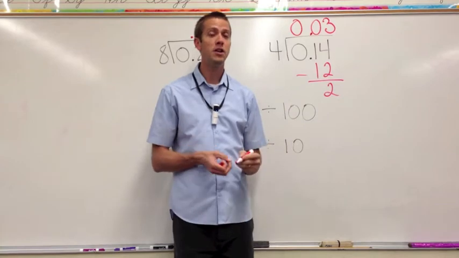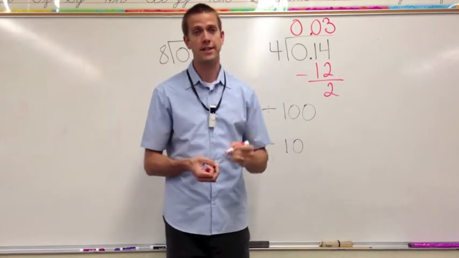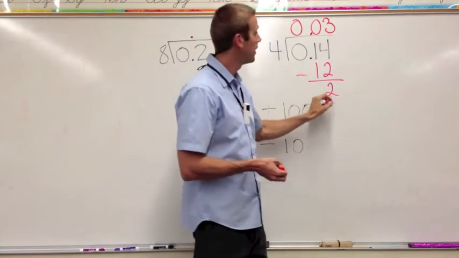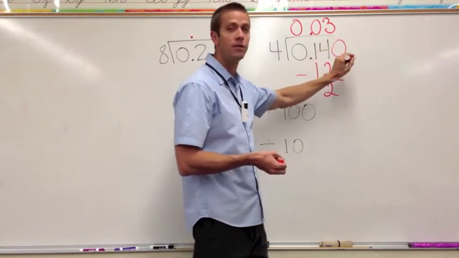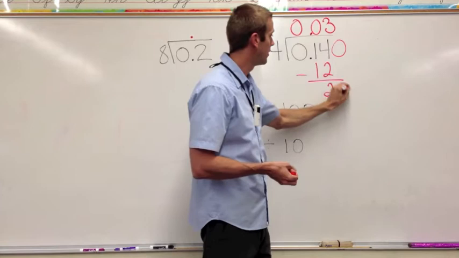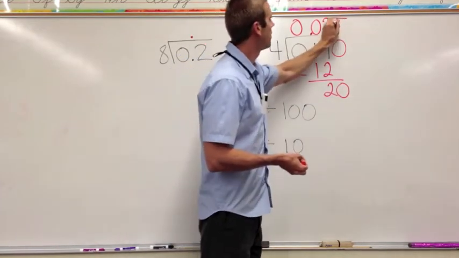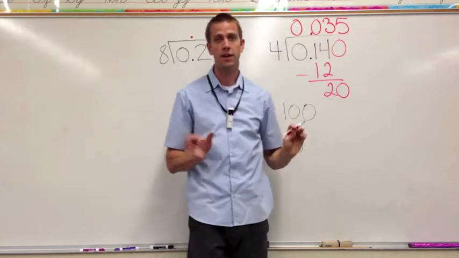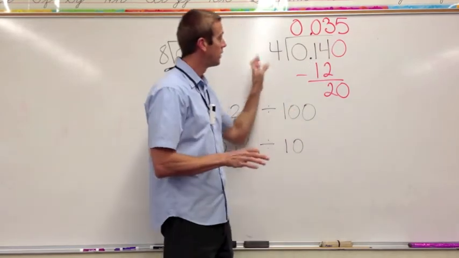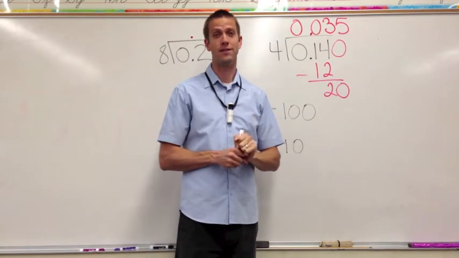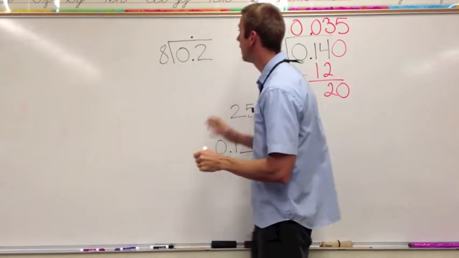That would typically be your remainder, not on a decimal problem. So if 4 can't go into 2, we pretend there's a 0 and drop it down. Now 4 can go into 20 5 times. Perfectly, we're done. So my answer would be 0.035, 35 thousandths. Okay? Let's try it again on this one.